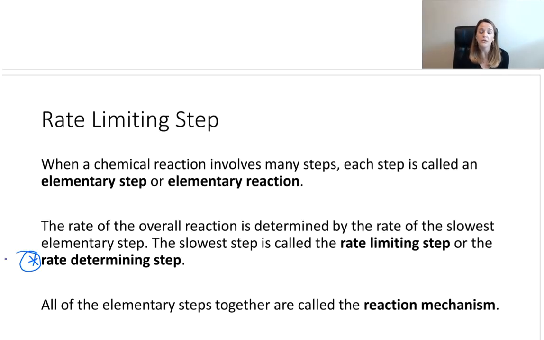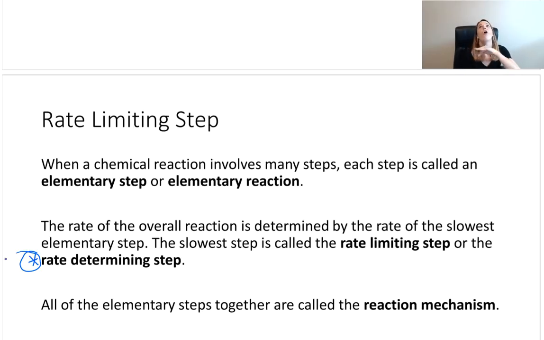So when a chemical reaction involves many steps, each step is called an elementary step or an elementary reaction. So let's say we have a mechanism, and that's the overall thing that this is called. The mechanism has three different steps. So we've got step 1, step 2, and step 3. When we add all three of these steps together, we get our overall reaction. You and I have been dealing with the overall reaction for the past 9 months. That's all we've been talking about.